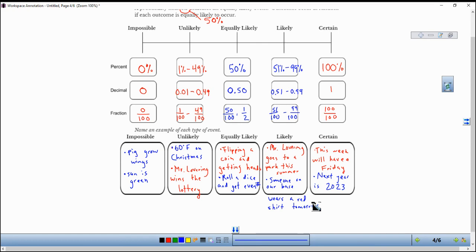Okay. So these different words, impossible, unlikely, equally likely, likely, and certain, relate to different events that we could describe and also different percentages, decimals, and fractions. So we're going to be using these words and these sorts of numbers as we describe other events going forward in this unit. All right.